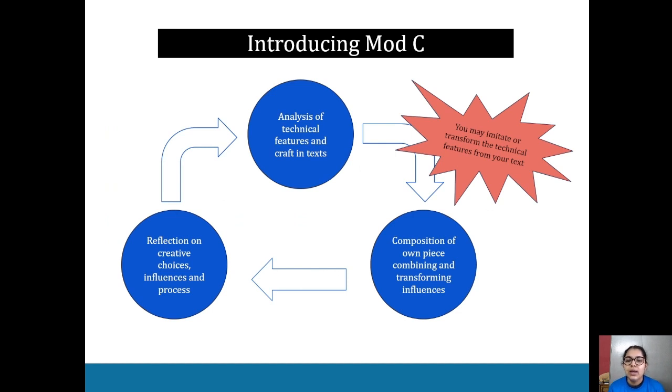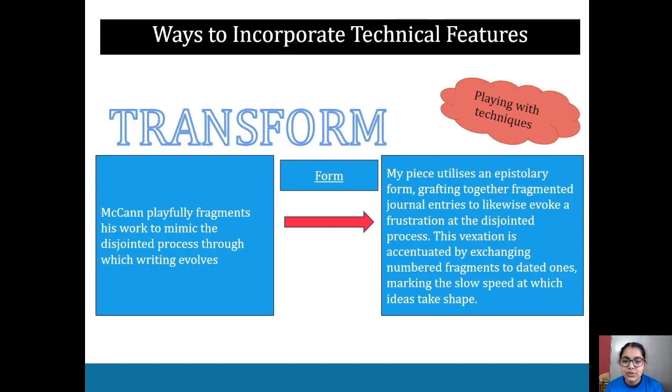So how do we do it? Let's start here. Analysis of technical features and craft in text. You start off by reading other people's text, by reading how they have crafted their own text. So you may imitate or transform the technical features from your text. If in my prescribed text the author uses symbolism really nicely, and I want to continue using that in my own text, I may imitate or transform it. So how do I do that?